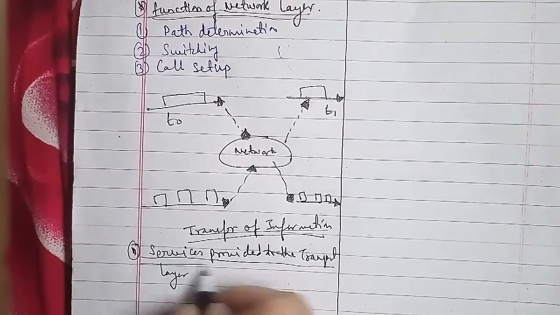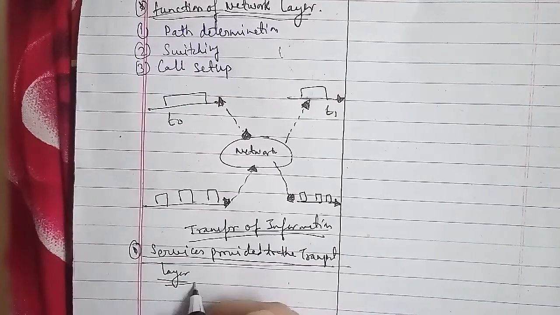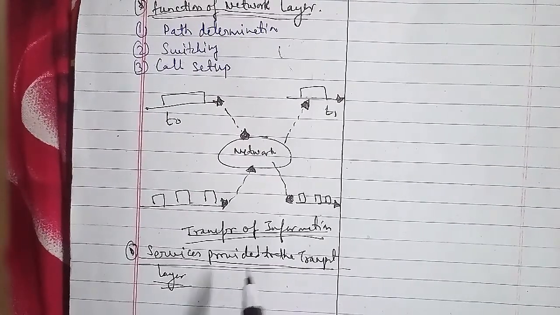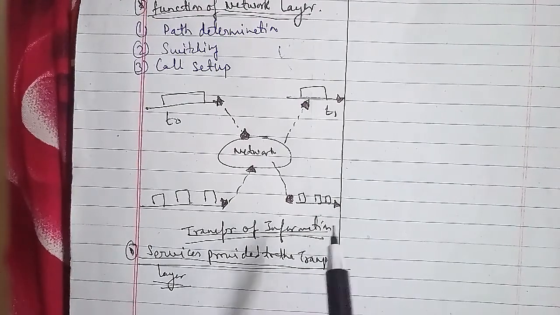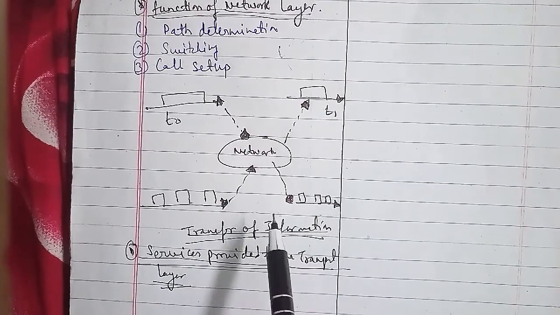The first is that the service should be independent of the network topology. The network addresses should be made available to the transport layer with a uniform numbering plan, and the transport layer should be shielded from the number and the type of topology of the routers present as well.